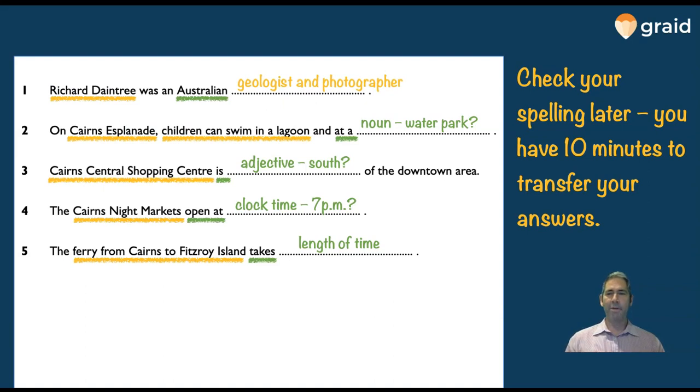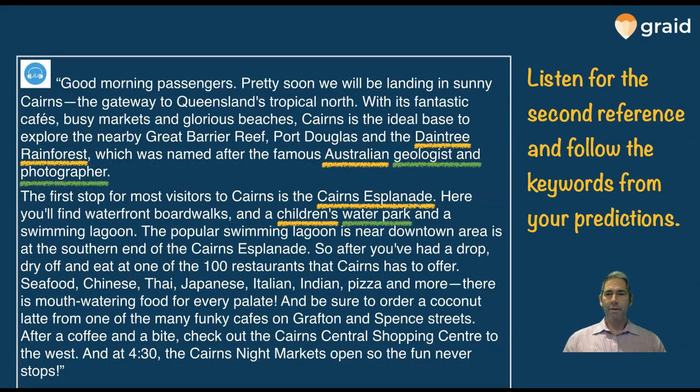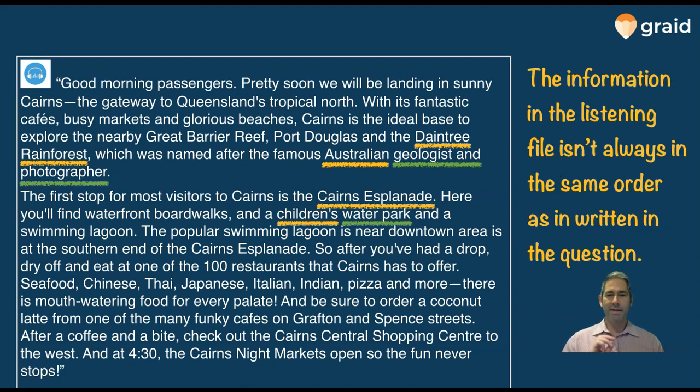Next, we're listening out for Cairns Esplanade. So, a little bit further on, we hear the keyword Cairns Esplanade. Then we are told, here you'll find waterfront boardwalks and a children's water park and a swimming lagoon. What's important to notice here is that the information in the listening file doesn't always follow the same order it does on the question paper, so you have to listen really carefully. But the best answer here is definitely water park.